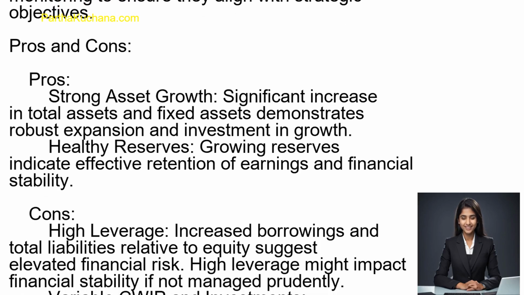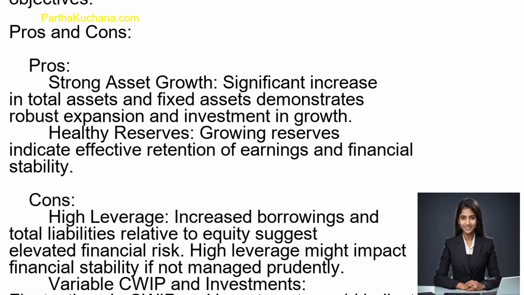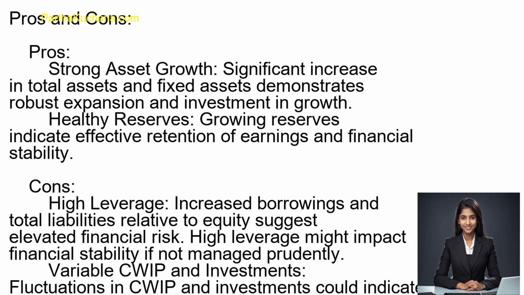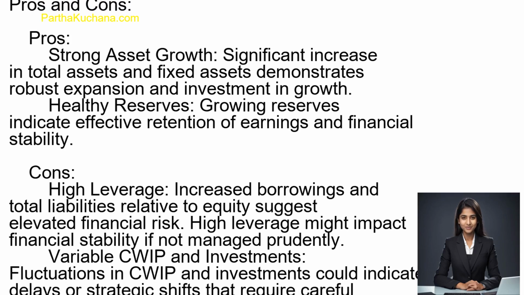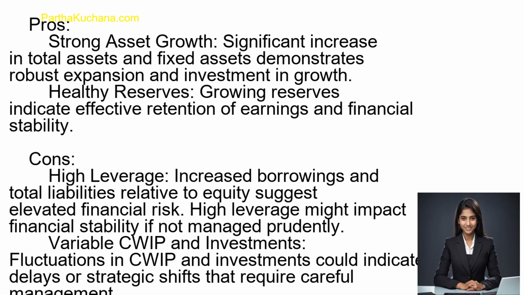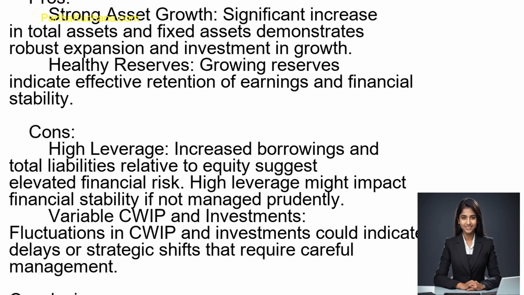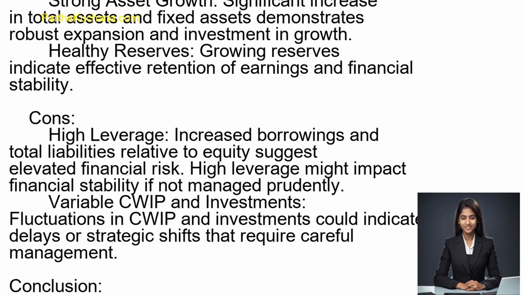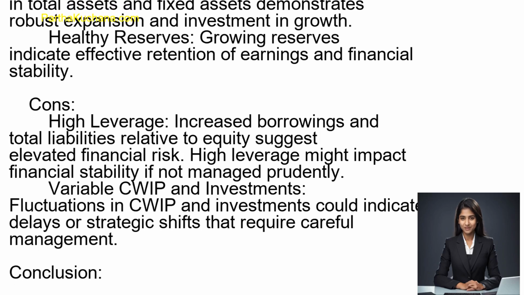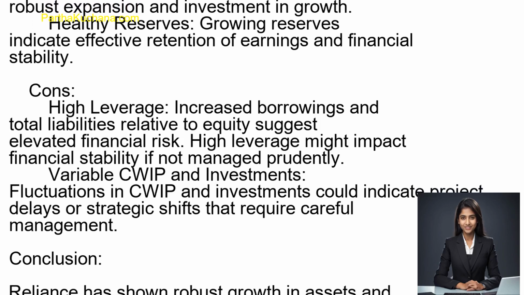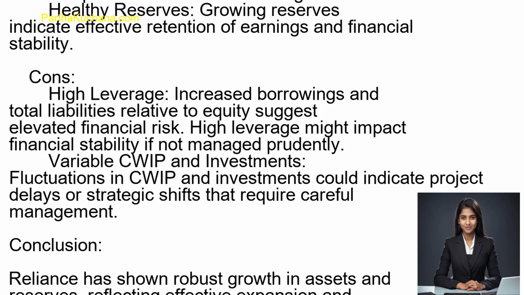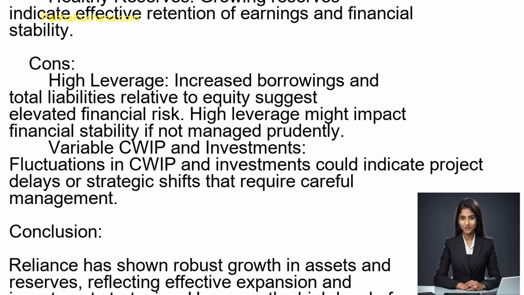Cons. High leverage. Increased borrowings and total liabilities relative to equity suggest elevated financial risk. High leverage might impact financial stability if not managed prudently. Variable CWIP and investments. Fluctuations in CWIP and investments could indicate project delays or strategic shifts that require careful management.